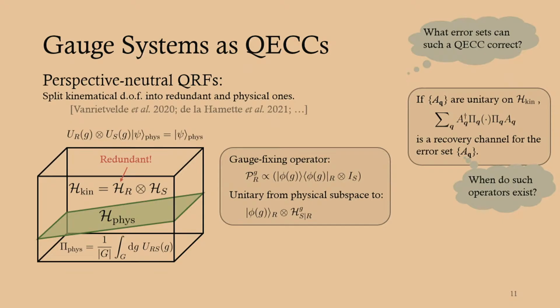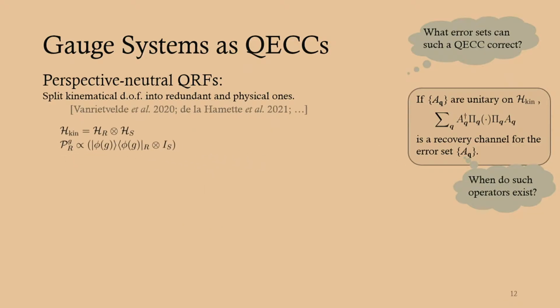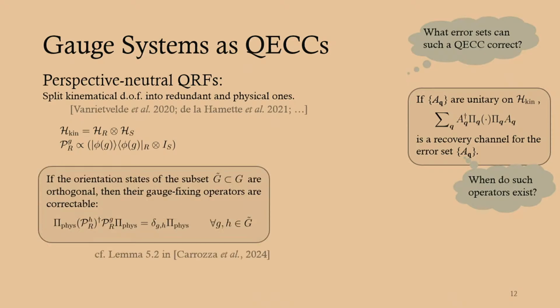Okay, now let's use this setup with a quantum reference frame R and these gauge fixing projectors. An important first observation we can make is that if there is a set inside of my group, some G tilde, for which the orientation states are orthogonal, then the gauge fixing projectors onto the orientation states corresponding to this set satisfy the Knill-Laflamme conditions. So these are correctable errors. And this is essentially just a consequence of the fact that the inverse of the gauge fixing projectors on H_FIS is this projector onto physical states.